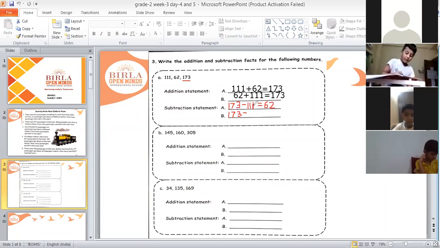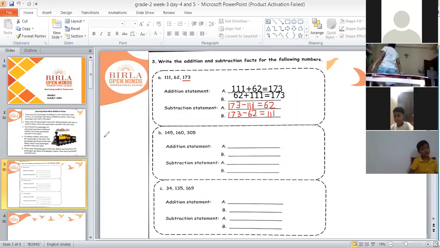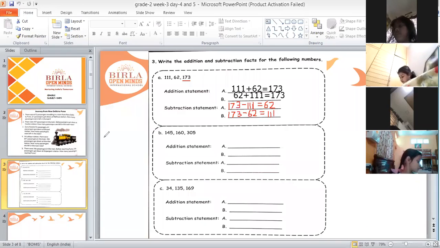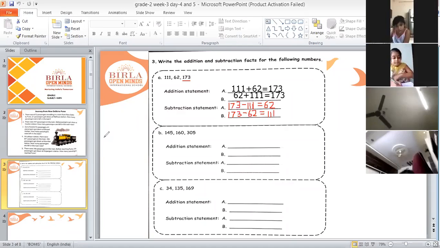Now see here, in first one you wrote 111 after minus sign. So in next one, what you will write? You will write here 62. Just interchange position of 111 and 62. So here you are writing minus 62. So now you will put here equal to sign. And after this equal to sign, which number is left now, children? 111 is left. So you will write here 111 after equal to sign. Okay? So this is how you are going to write the subtraction fact and addition fact.